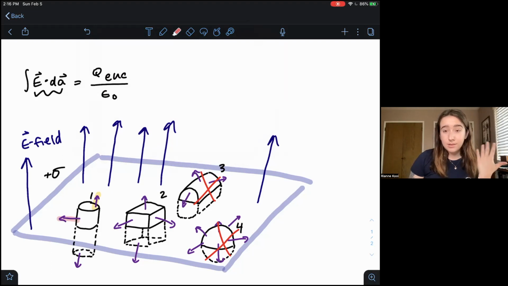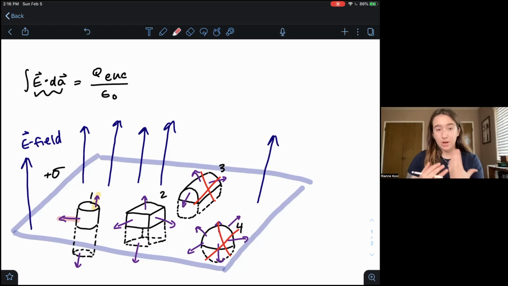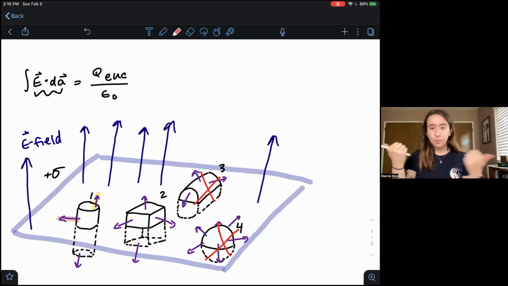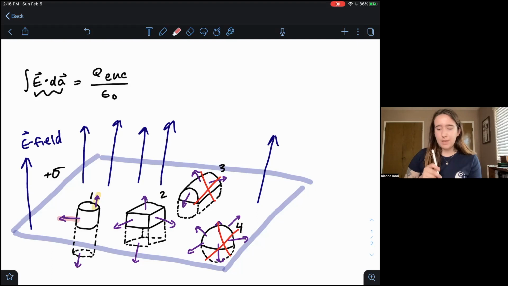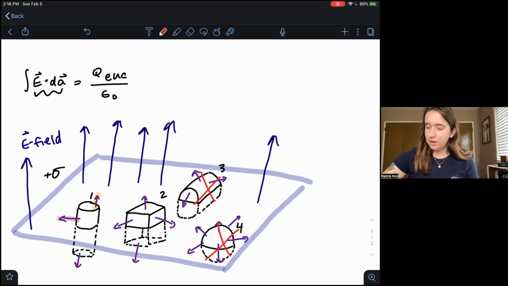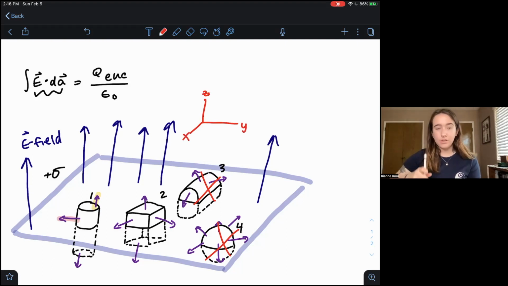That's great too, because we don't want to deal with it. That dA vector actually cancels out because it's perpendicular to our E field, even if it's radially pointed outward in any direction. The E field points in the Z direction, if we want to label our axis like this, and we want our dA vector also in the Z direction.